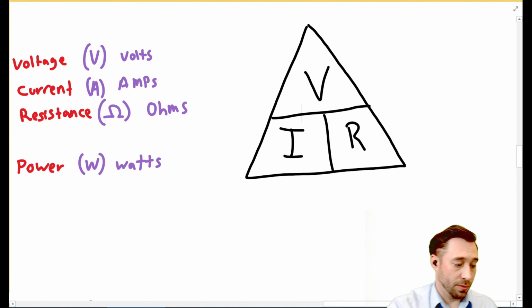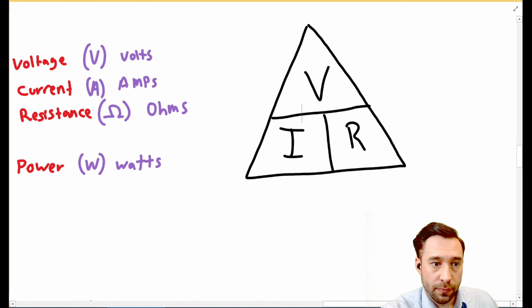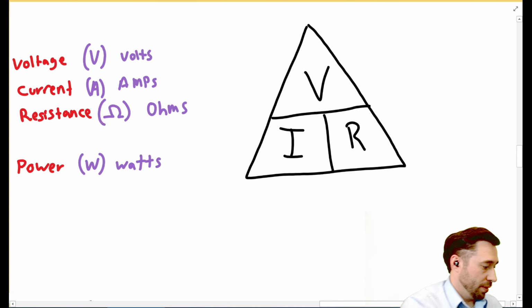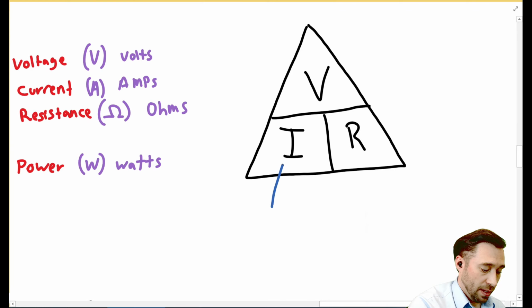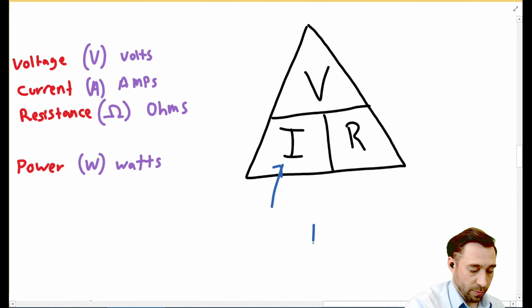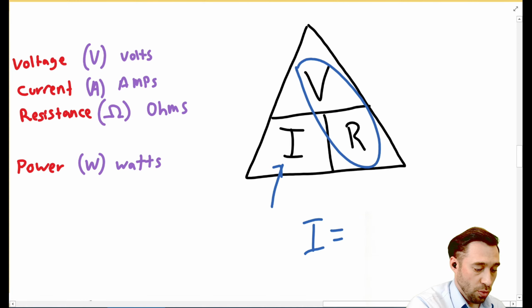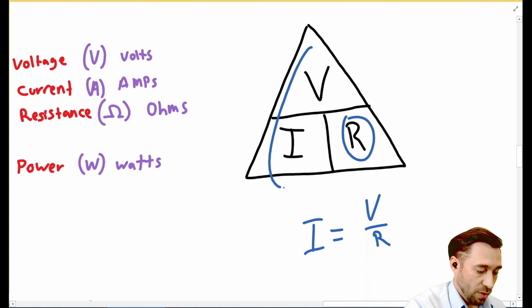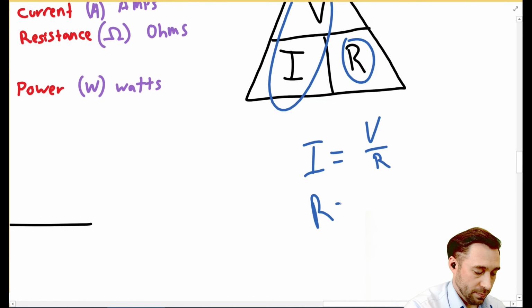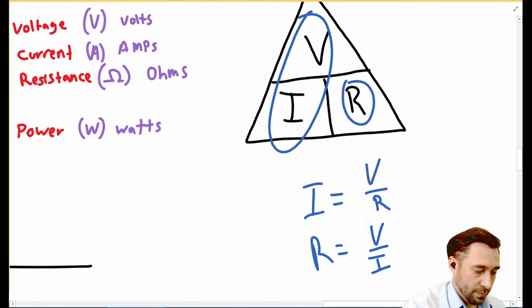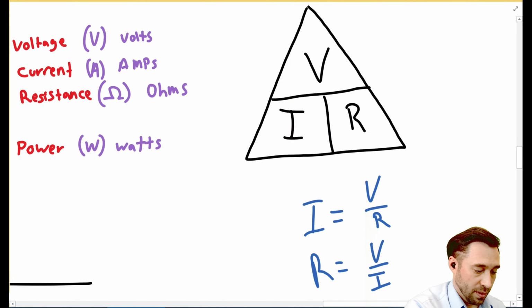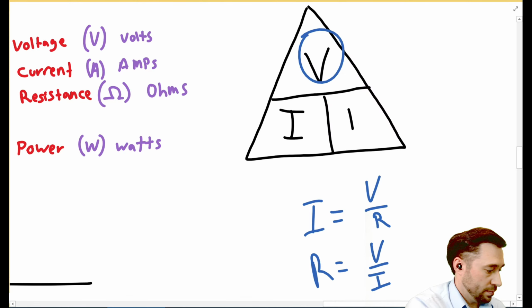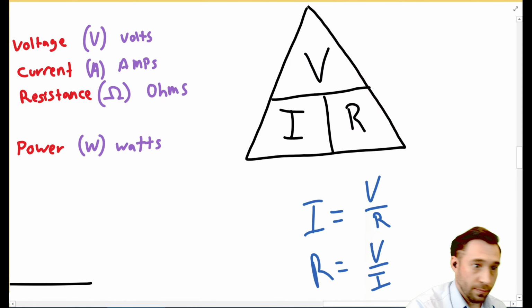Does everybody know how to use this triangle? If I wanted to solve for I, it would be I is equal to V over R. If instead I wanted to solve for R, it would be V over I. And if I wanted to solve for V, it's just I times R.